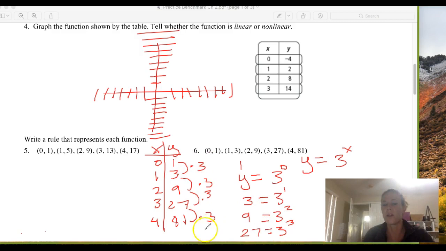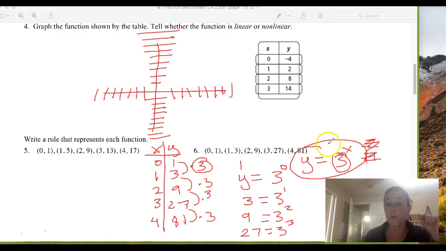So this is the hardest type of rule. Anytime you can see a multiple here, a multiplier, if this is constant, this would be your base for an exponential function. You're going to take that base to the x. You may have to shift this and add 1 or subtract 2 or something at the end based on your zero power, but this is your basic rule.